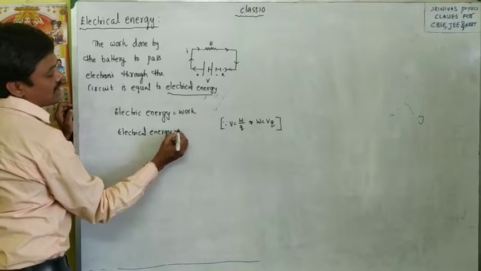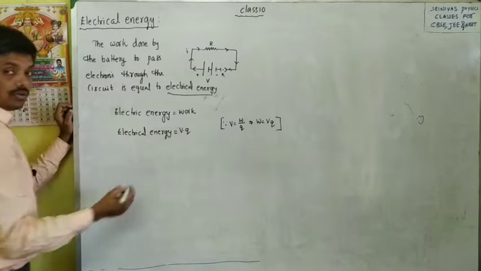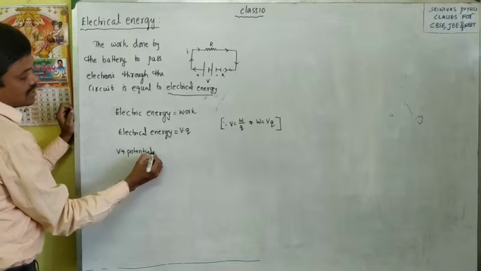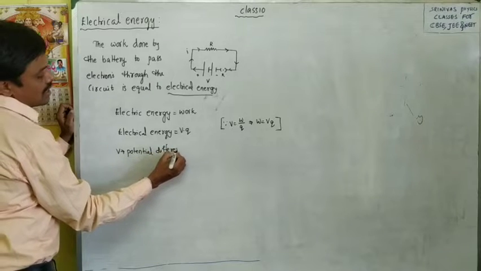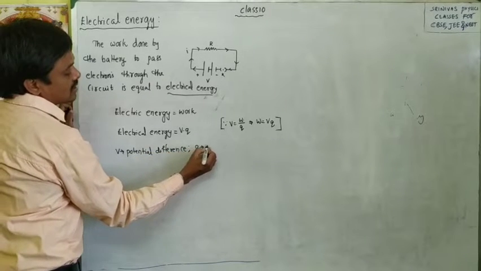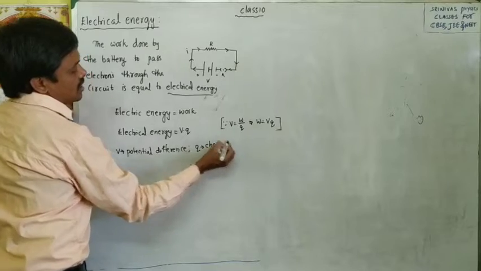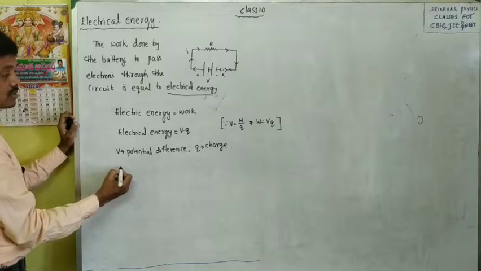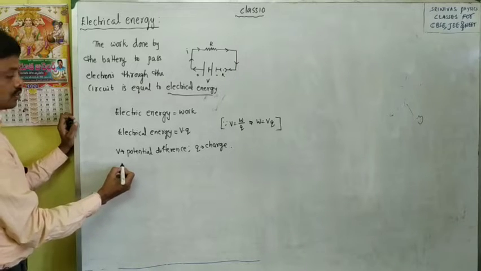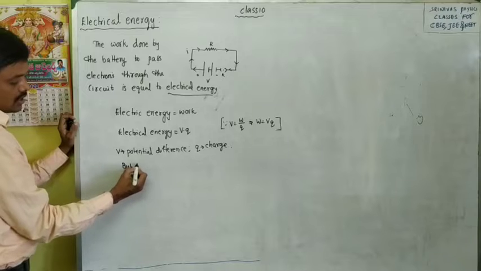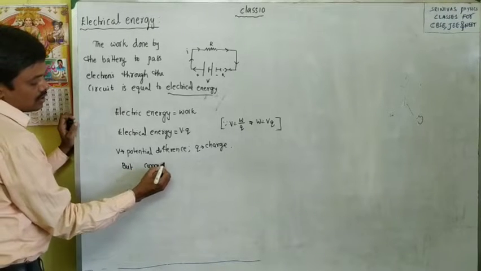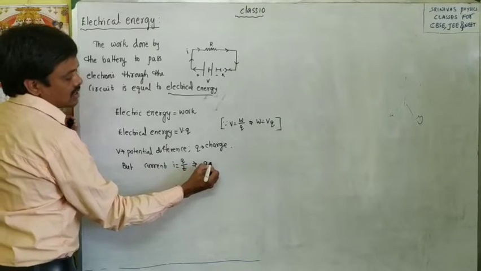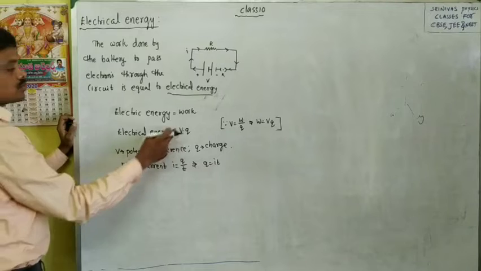That means the electrical energy formula is equal to work done by the battery. But work done is equal to VQ. What is V here? V is the potential difference, and Q is the charge. Now this is the electrical energy formula. But according to the current charge equation, what is the current formula? Yes, current formula is Q by T. From this charge formula we write Q equals IT. This we substitute in the above equation.